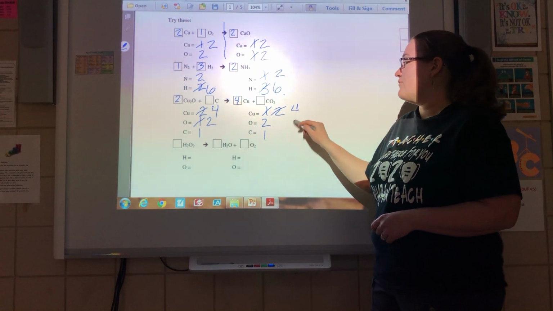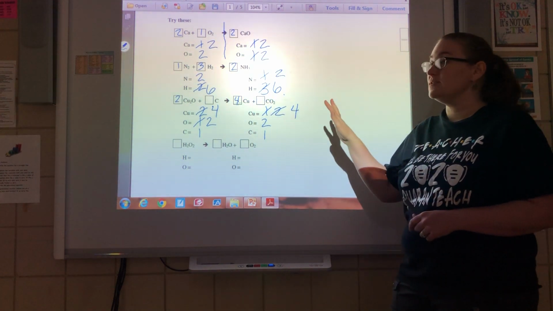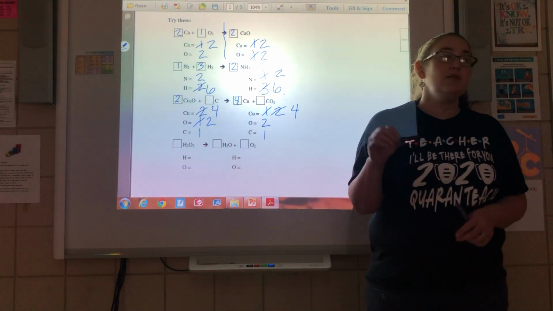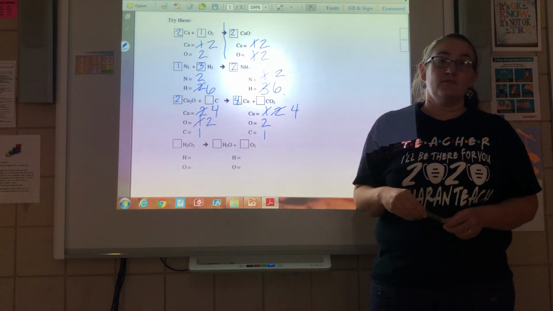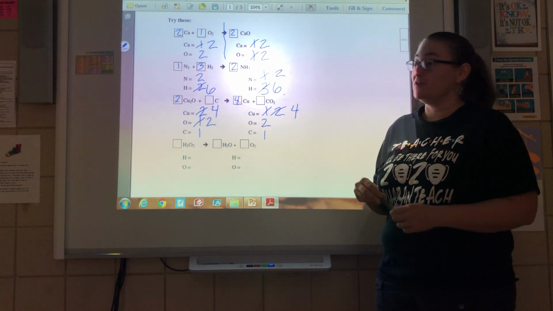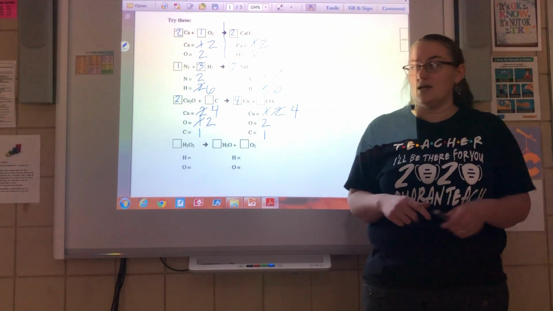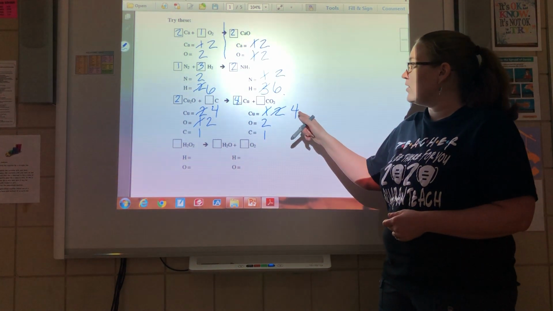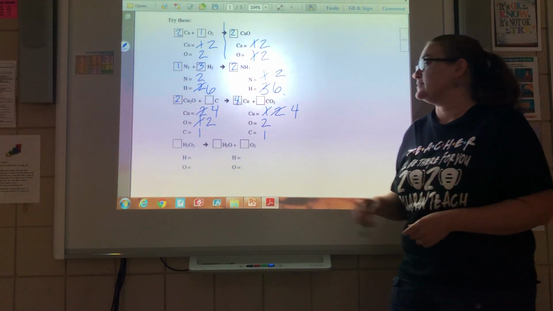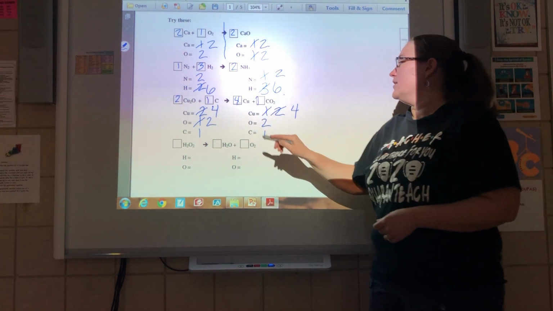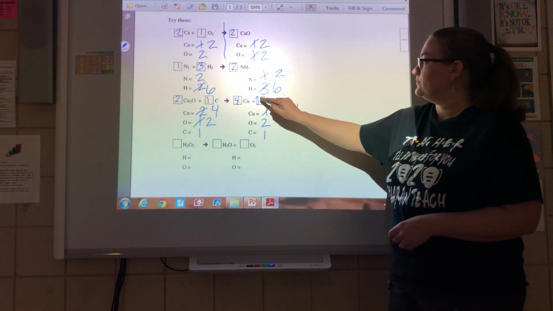And so now I've got 4 copper. That's one reason I wanted to emphasize pencils are ideal for this, because you'll be doing a lot of, oh, I've got to change that, or I need to erase that. So now it's got 4. Is it balanced? Yes, it's balanced. All right, so 1 and 1.